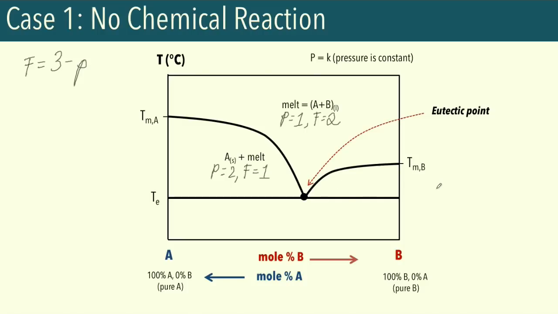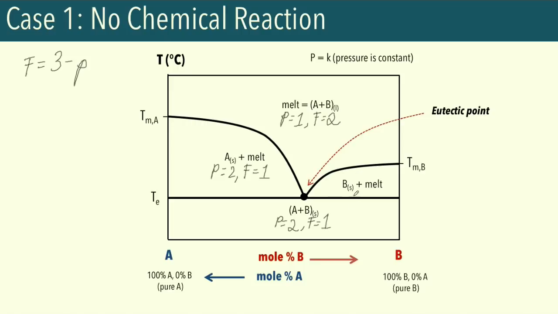The same analysis could go for this region over here. We have pure B on this side here. We have the melt over here. So that means we have solid B and the melt. Below this eutectic temperature, we just have a mixture of A and B in the solid form. In this case we have two phases, A solid and B solid, so that means our variance is also going to be equal to 1. So how about for the eutectic point?